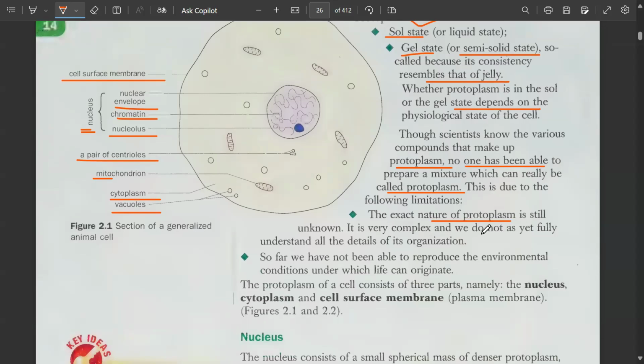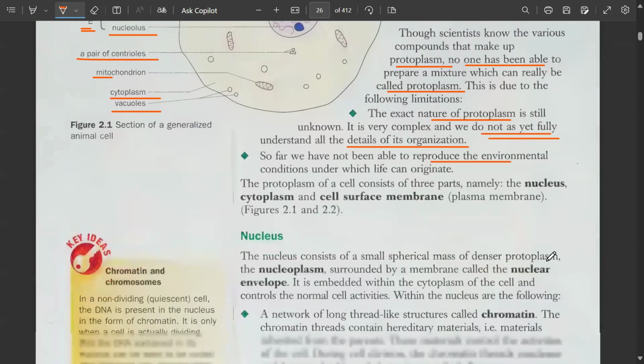It is very complex, and we do not as yet fully understand all the details of its organization. So far, we have not been able to reproduce the environmental conditions under which life can actually originate. तो मेनली जो प्रोटोप्लाज्म है ना, उसमें तीन पार्ट्स जिनका बहुत ज्यादा आता है सिलेबस में, that is nucleus, the cytoplasm, it has all the other organelles, and the cell surface membrane.